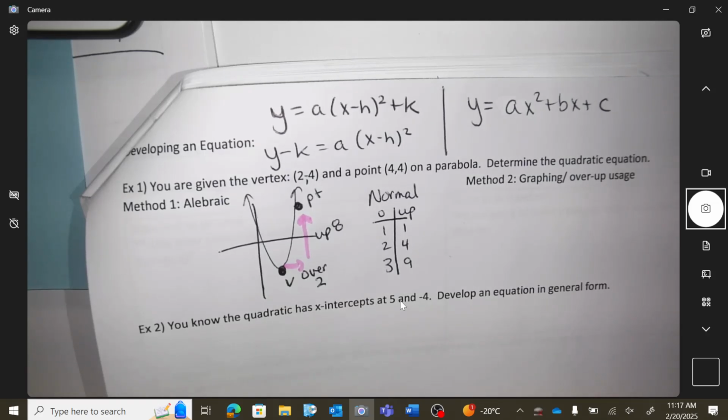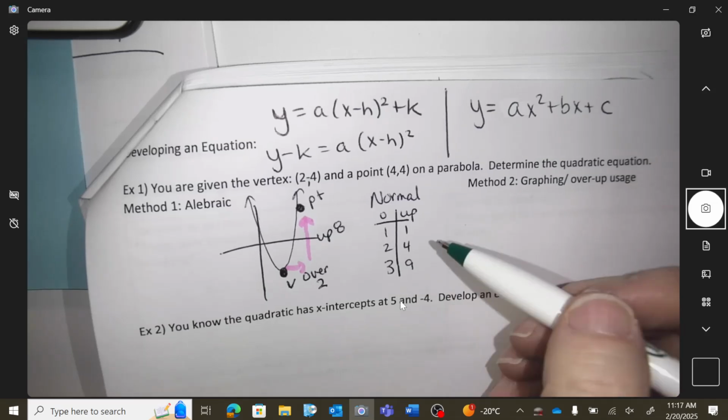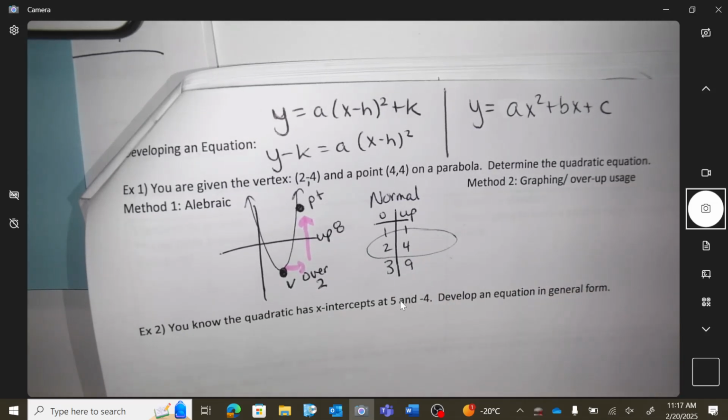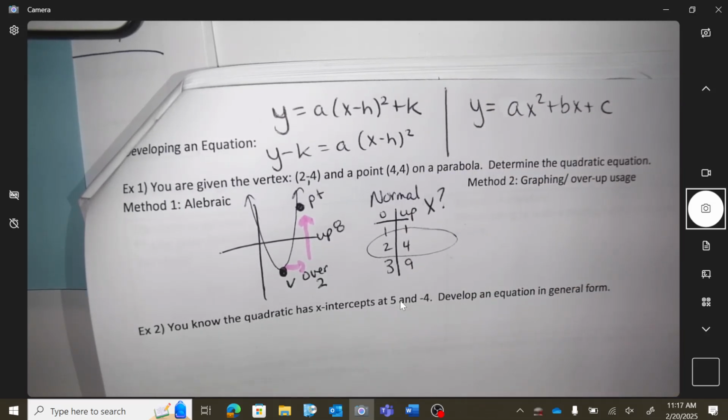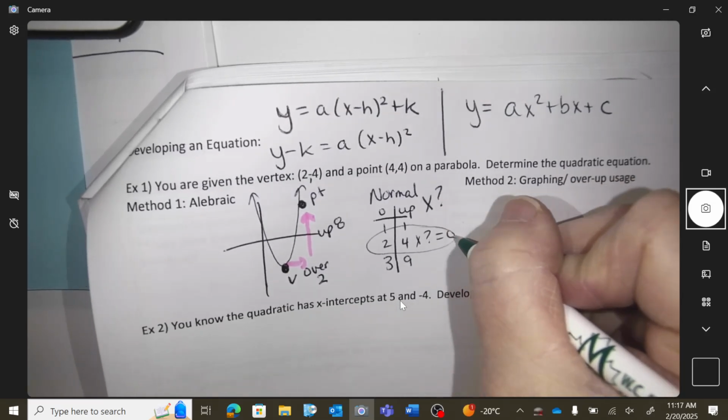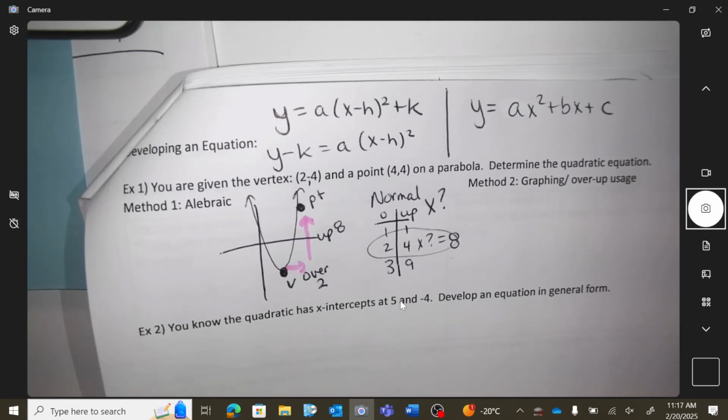Okay, let's look at normal. Did we do what we normally should have done? No. So this is what I'm looking at. If I move over 2, I should only head up 4, but we moved up 8. So was there a multiplier? Yeah. What is my multiplier going to be? Okay, so I'm multiplying by 2, right? Because instead of 4, I did 8.